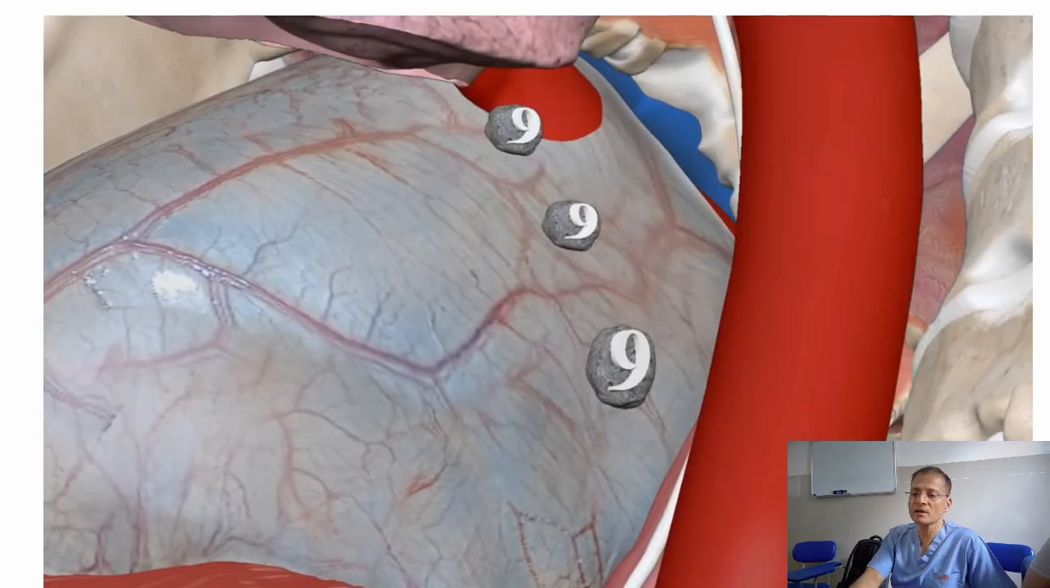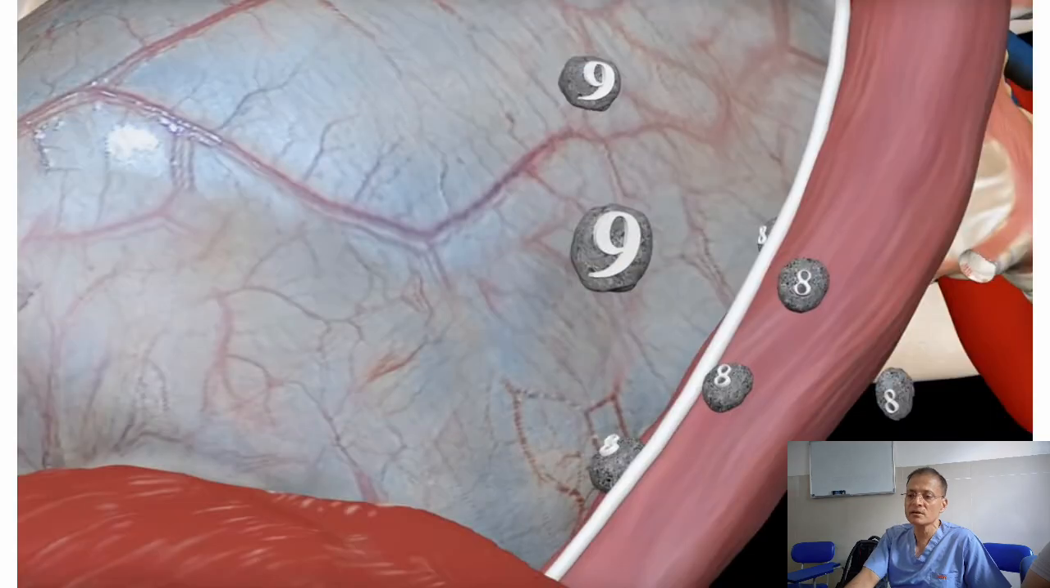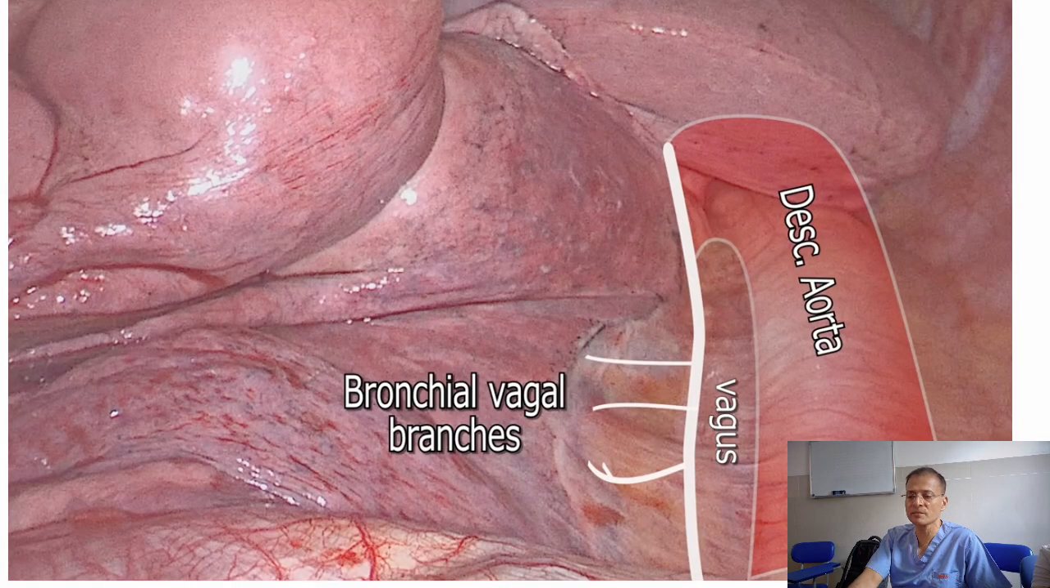Again, level 9 lymph nodes are those lymph nodes which are located along the inferior pulmonary ligament. We have divided the inferior pulmonary ligament; this is where the picture is. So again, this is level 9. And level 8 on the left side is the esophagus. Whatever lies along the esophagus, the level 8 lymph nodes, are shown in this picture.